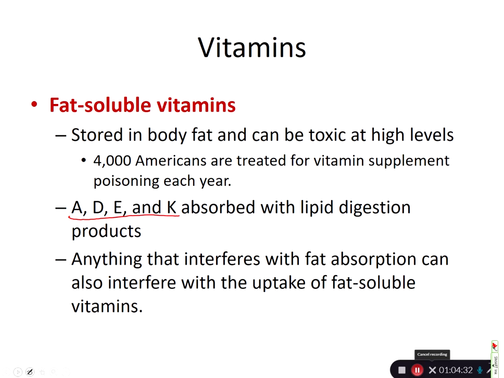Because these vitamins get absorbed along with fat, anything that interferes with fat absorption is going to interfere with the uptake of these vitamins. So if somebody has gallstones and they're not releasing enough bile, that's going to cause issues. They're not going to be able to absorb that fat and fat-soluble vitamins.